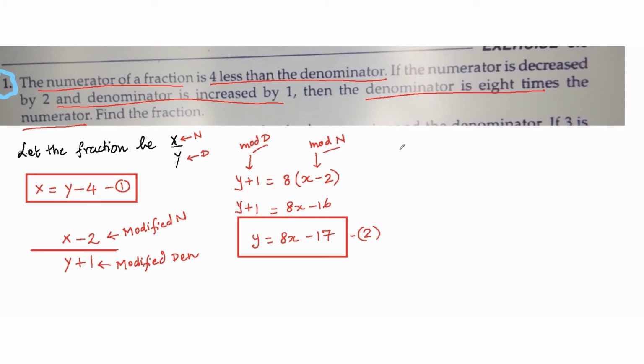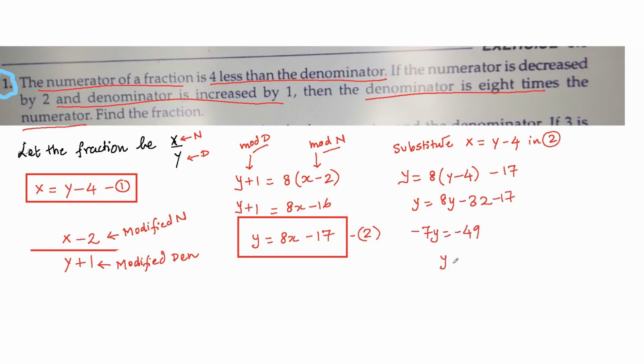Now it's quite easy to solve these two equations. I can simply substitute. Let's substitute x equals y minus 4 in the second equation. So I get y equals 8 times x, x is y minus 4, minus 17. So y is equal to 8y minus 32 minus 17, or negative 7y is negative 49, which means y equals 7. If y is equal to 7, then x will be 7 minus 4, which is equal to 3.